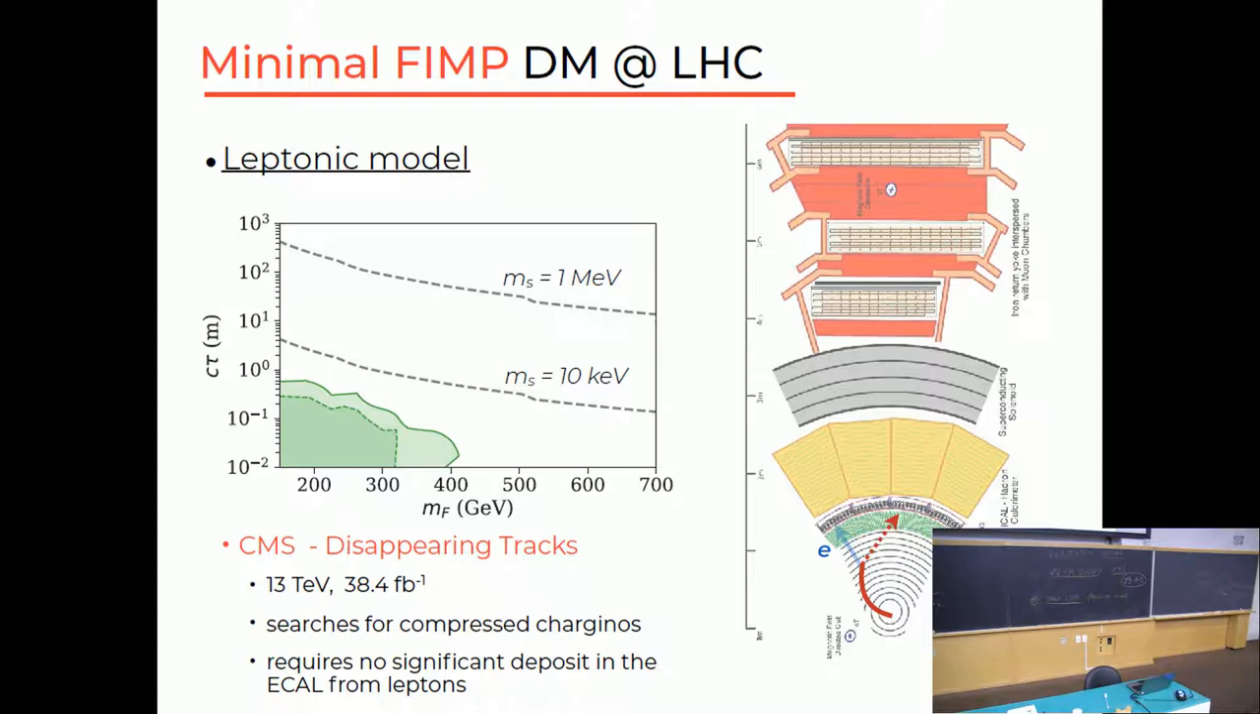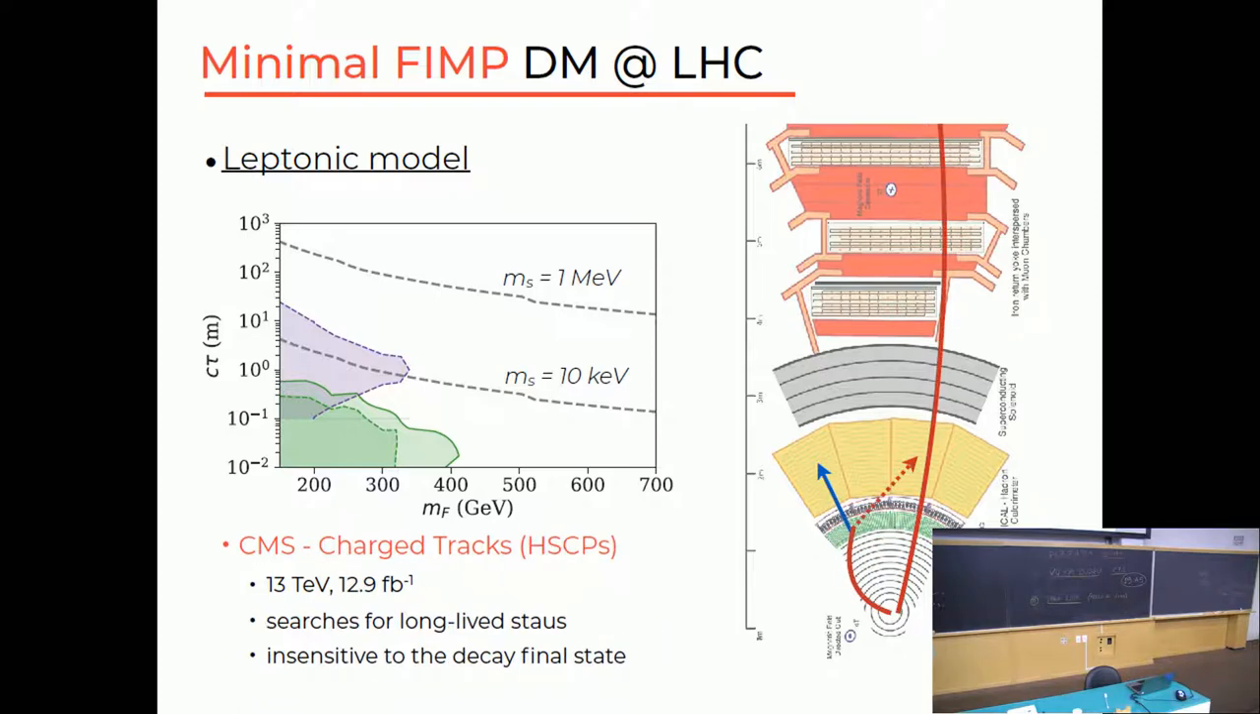So in this case, they are looking for a compressed chargino, so it's a charged track that disappears in the middle of the detector. So in our case, we have a lepton, but this lepton may be missed because it's displaced. So if we apply constraints from this search, we exclude this region here. So slightly higher lifetimes.